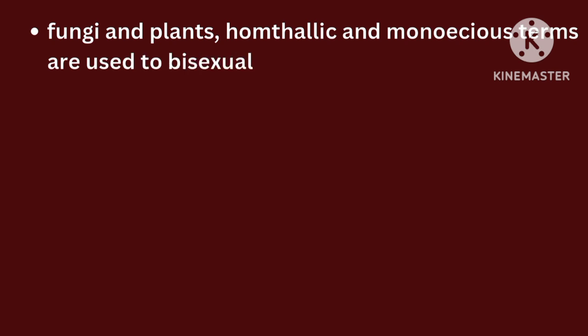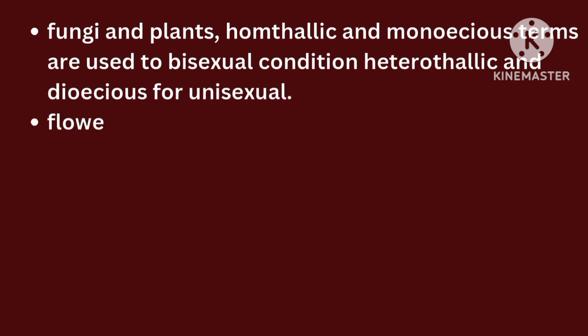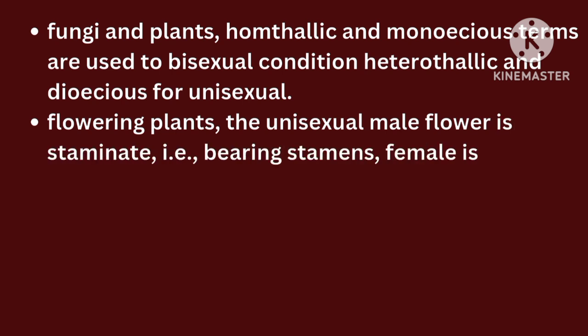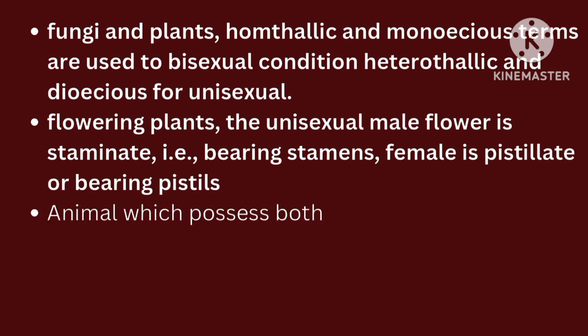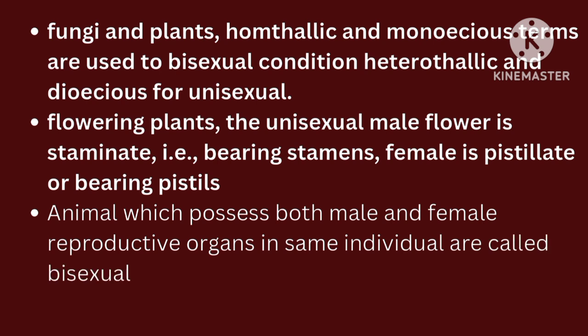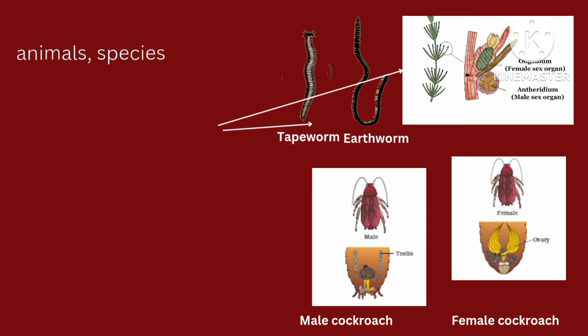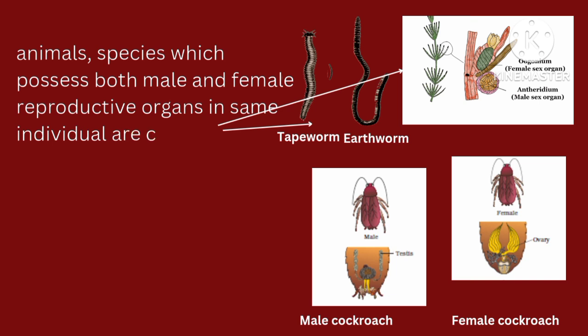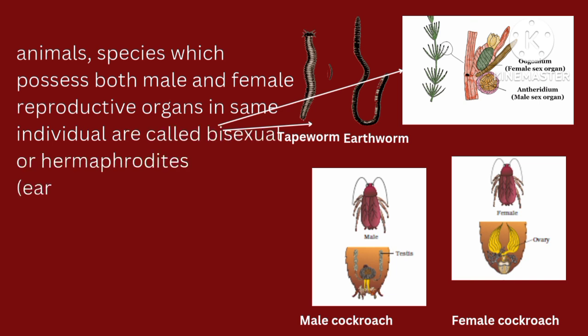Isogametes. Heterogametes. In fungi and plants, homothallic and monoecious terms are used to denote the bisexual condition, and heterothallic and dioecious are used for the unisexual condition. In flowering plants, the unisexual male flower is staminate, that is, bearing stamens, while the female is pistillate, or bearing pistils. In animals, species which possess both male and female reproductive organs in the same individual are called bisexual or hermaphrodites, for example earthworm, sponges, tapeworm, etc., and those having either male or female reproductive organs are called unisexual, for example cockroach, human.